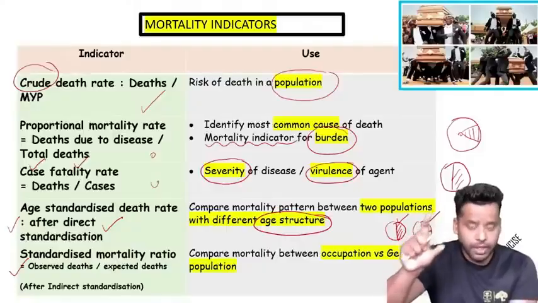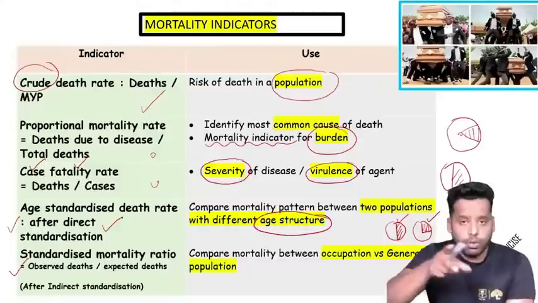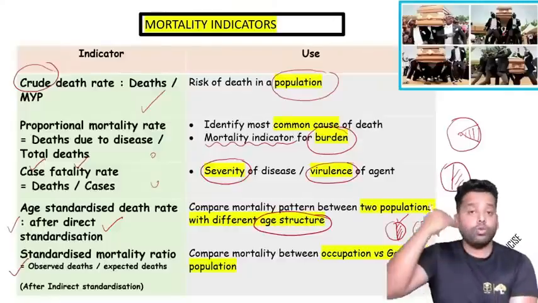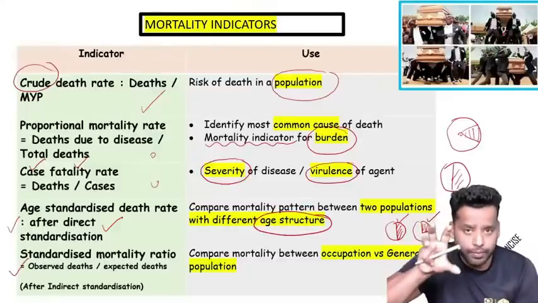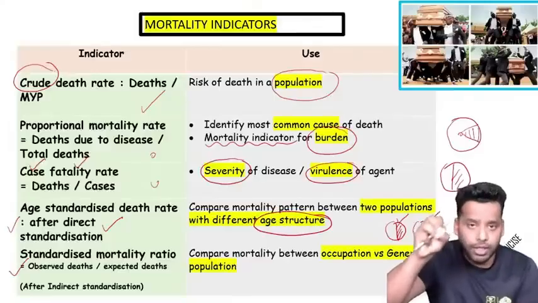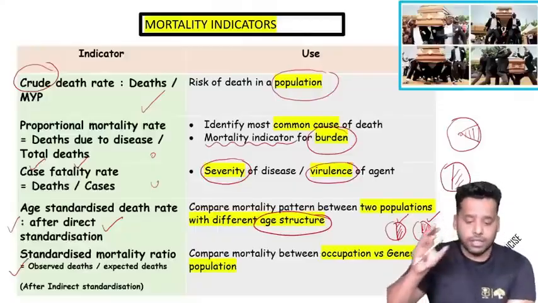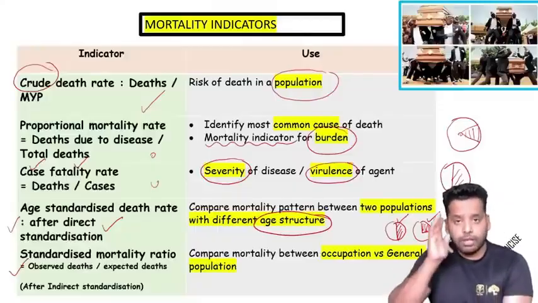Listen to the words. Each specific death rate of two study populations is applied on one standard population. That means we are neutralizing the effect of that age structure. Tell me yes or no. You are neutralizing the effect of that age structure. See the words I am using. Tell me yes or no.